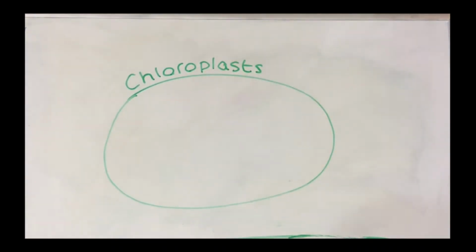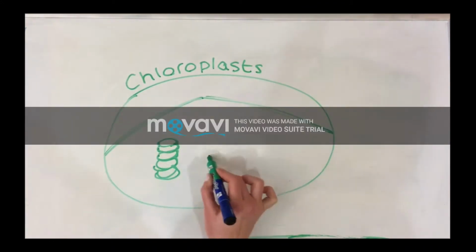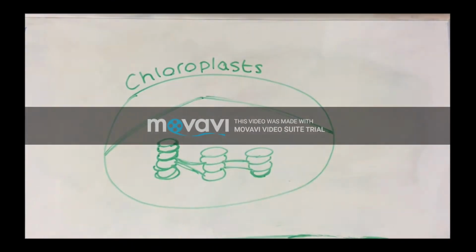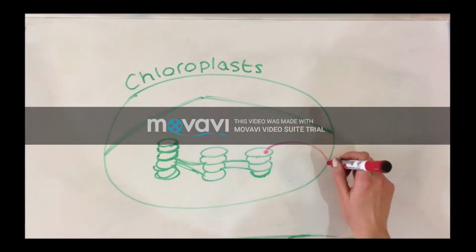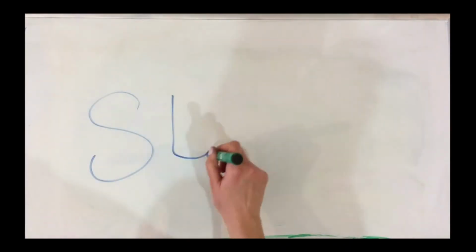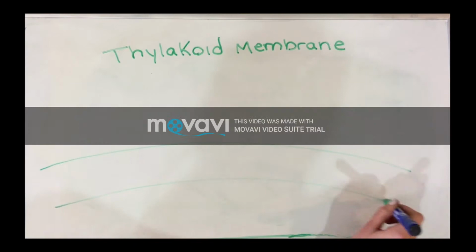Your plant cells contain chloroplasts. Chloroplasts have many important parts, but the main part we're going to be focusing on is the thylakoid. The thylakoid increases the surface area, which helps photosynthesis become more efficient. Stage 1 takes place in the thylakoid membrane and lumen.